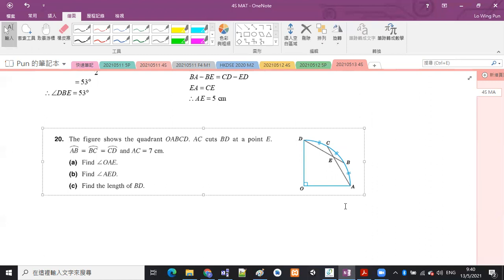And then AC cut BD at point E. And then we have arc AB, arc BC, and arc CD being equal. And we have AC equals 7 cm. Find angle OAE. So that is this angle.